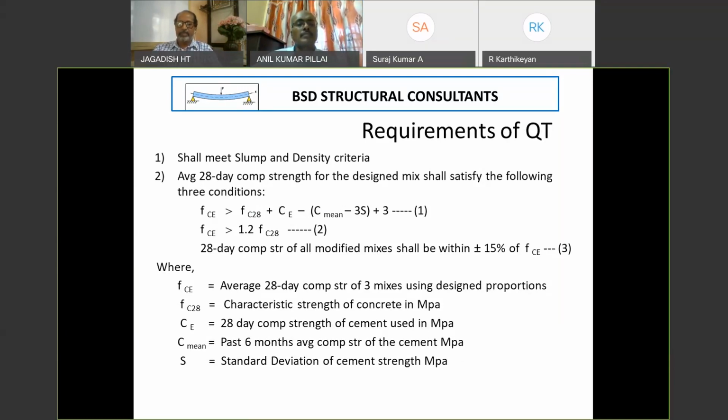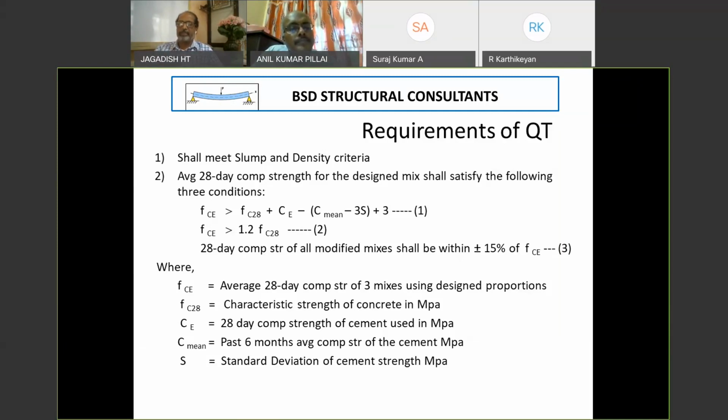FCE is the average 28-day compressive strength of 3 mixes using design proportion. As per IS, you have done the mix design. You conduct tests on your exact proportions for 3 mixes and find out the average compressive strength. That should be, equation number 1, greater than FC28, meaning FCK. In RCC it is called FC28. In Indian codes it says FCK. So it's FCK plus CE. What is CE? 28-day compressive strength of cement used in MPa.